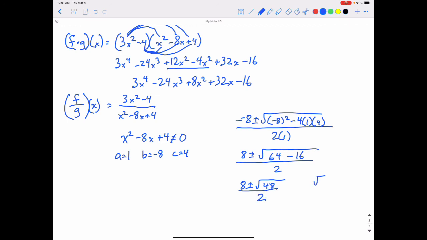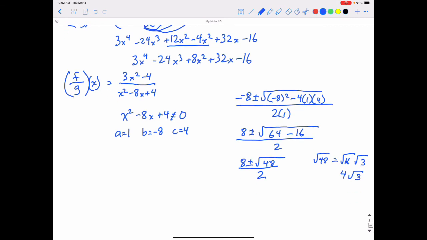Square root of 48 can be simplified. The largest perfect square that goes into 48 is 16. It goes in there 3 times. Square root of 16 is 4. So I replace the square root of 48 with 4 square root of 3 over 2, and then finish it up by dividing. I'm dividing everything by 2, so 4 plus or minus 2 square root of 3 over 1, which is just 4 plus or minus 2 square root of 3. So that is the restriction to the domain. So remember, that means that x cannot equal 4 plus or minus 2 square root of 3.